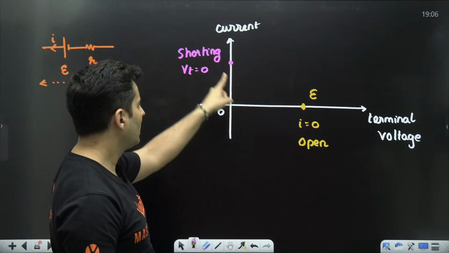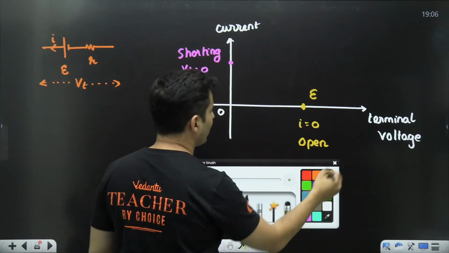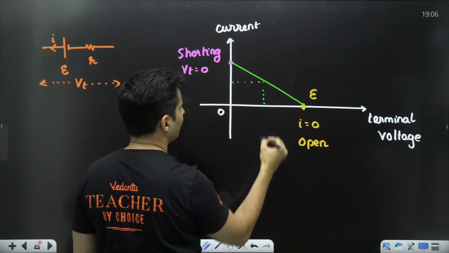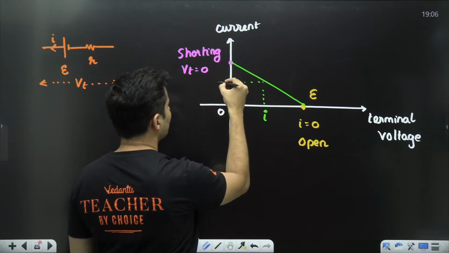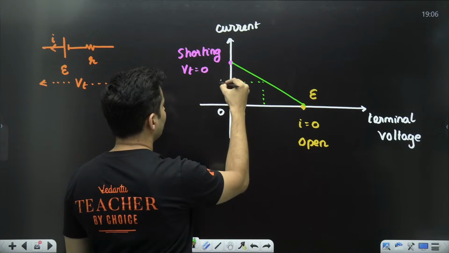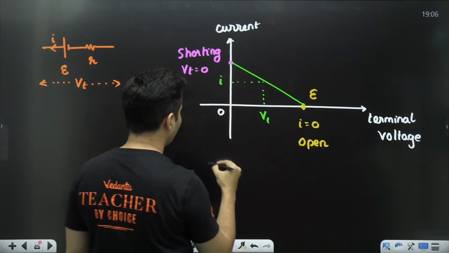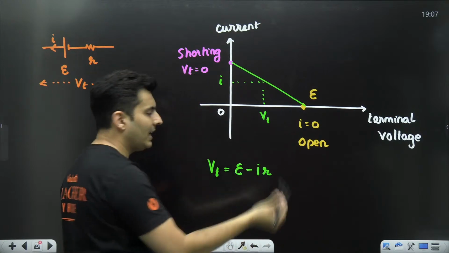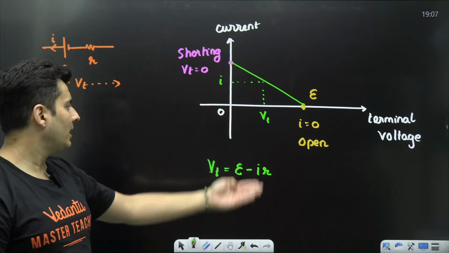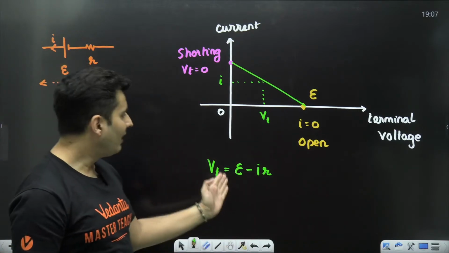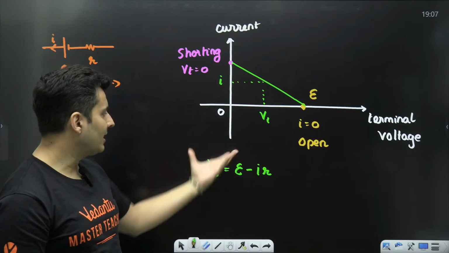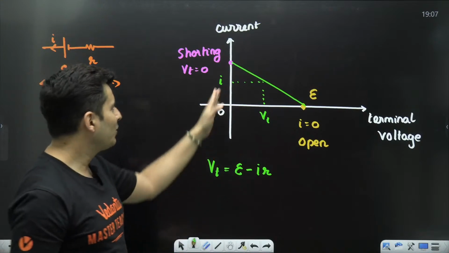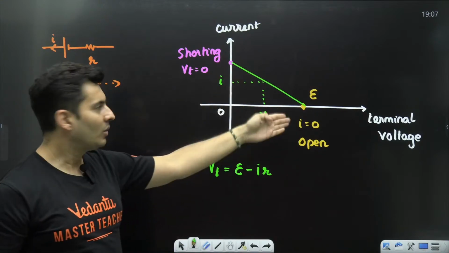And now any other points over here, you can just draw a straight line. Reason being, if you measure the current and if you measure the terminal voltage, that terminal voltage will be E minus Ir, which is just like your straight line equation, y is equal to mx plus c. Got it? So that is why it will be a straight line between any of these 2 points.